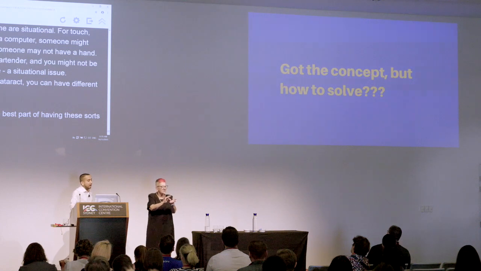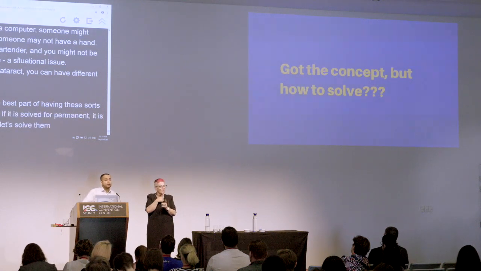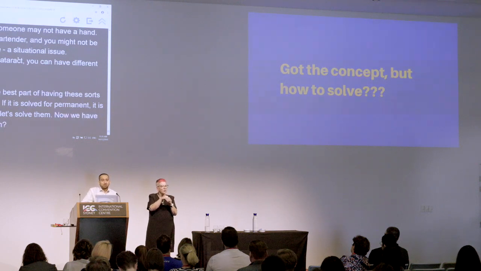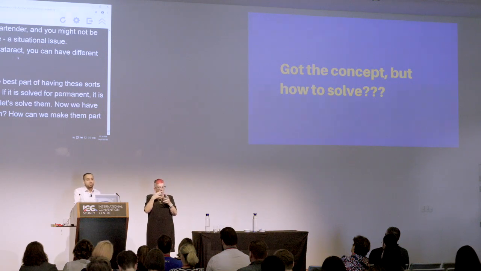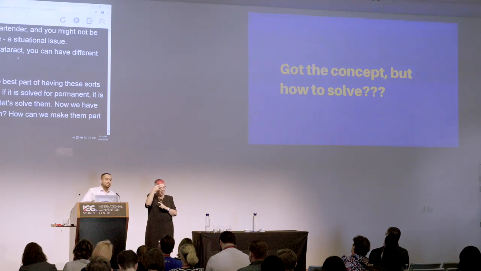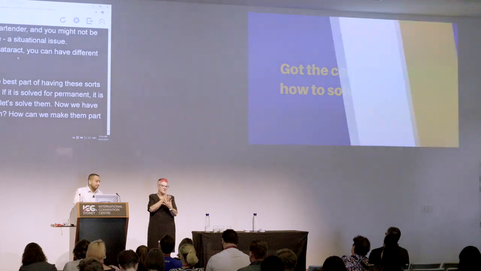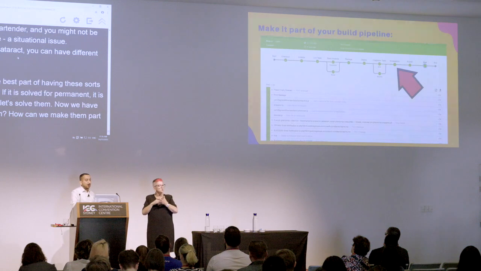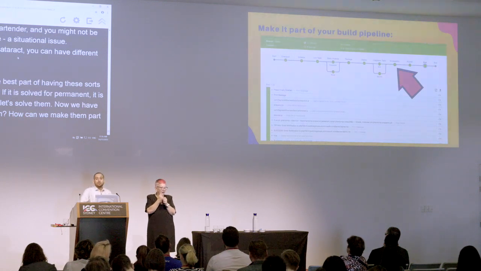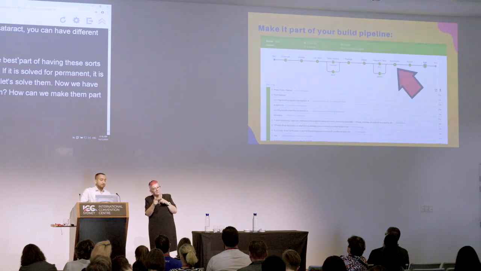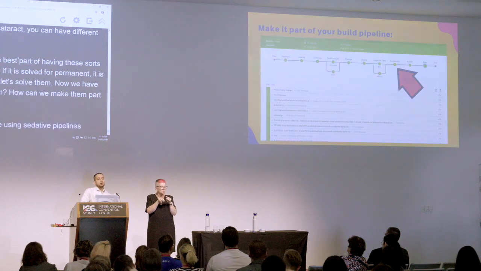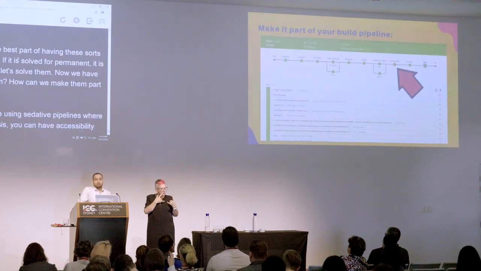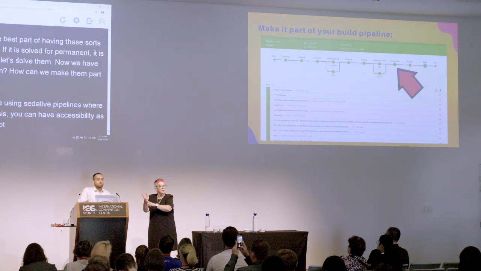Now we have the concept, but how can we solve them? And how can we make it part of the process, as part of the definition of done? When you are delivering anything, it is not considered done until these accessibility issues are met. We can make it part of your build pipeline. If your project is using CI/CD pipelines, where you have quality checks for unit tests, Sonar, and static analysis, you can have accessibility as another quality check. And if that check is not met, you can simply fail your build, and that code won't merge into the master branch.